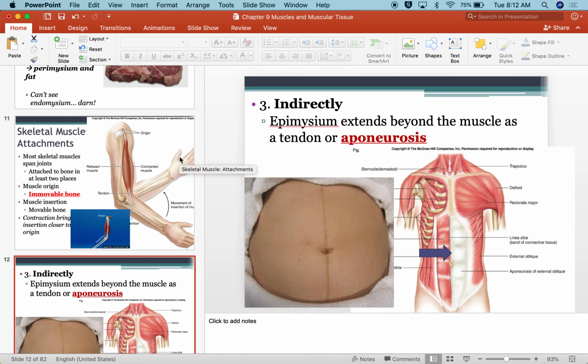All right, so that is how muscle directly attaches to bone. Muscle also is indirectly attached, and that's when we see this epimysium not turning into a tendon, but it extends beyond the muscle and attaches to another muscle. And this is known as an aponeurosis. We've got one right in the middle of our abdomen called the linea alba that connects our six-pack muscles here, the rectus abdominis, together.